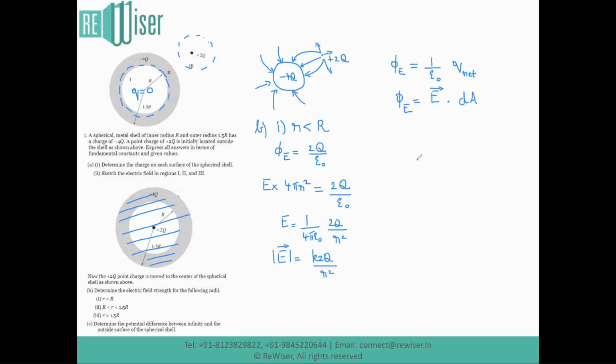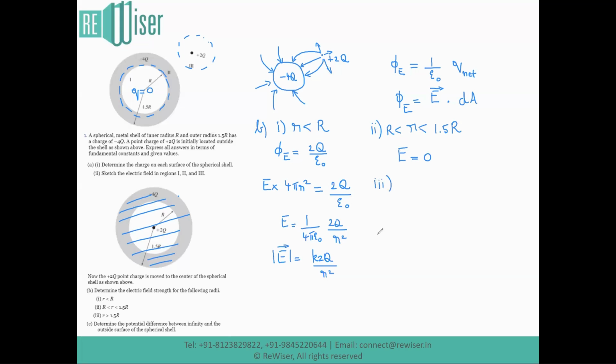Moving on to part 2, I get to calculate... I'm sorry, let me write this. Part 2. Here we have the value of r, which is greater than R, but it is lesser than the value 1.5 R. Now here I understand that the electric field is 0 within a conductor, and hence the expression for electric field here in terms of its magnitude is also 0.